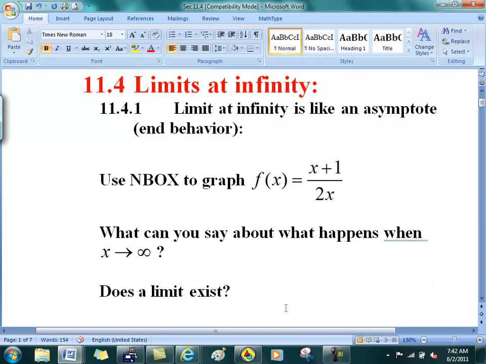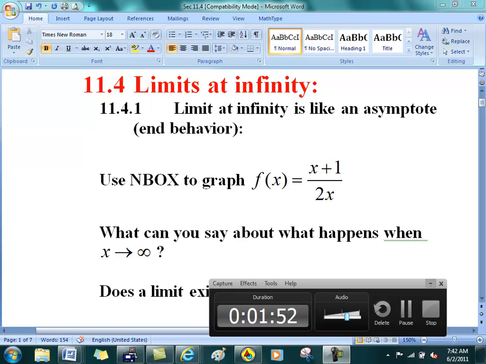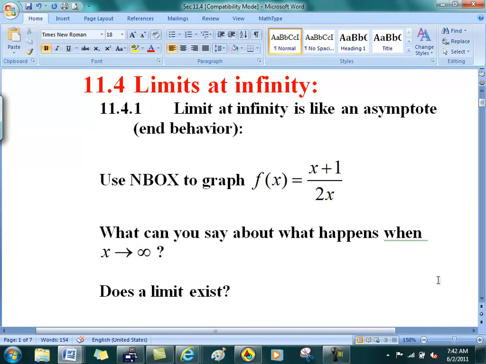Okay, last topic. Limits at infinity. Limits at infinity. Okay, guys, just do it.